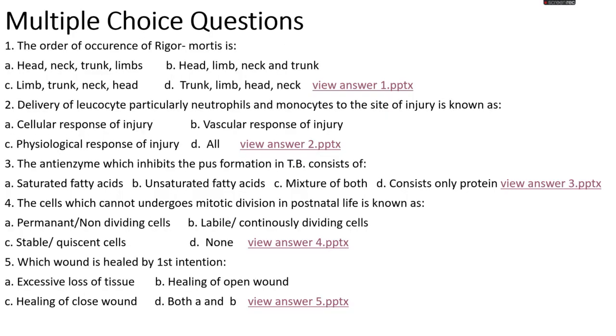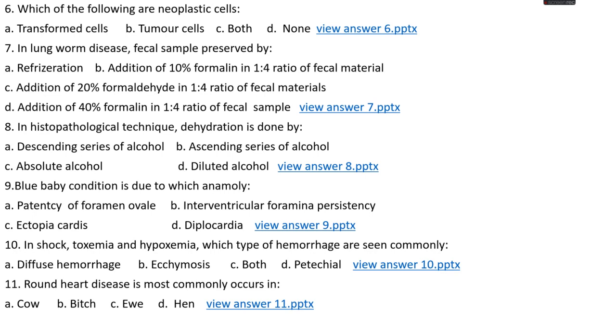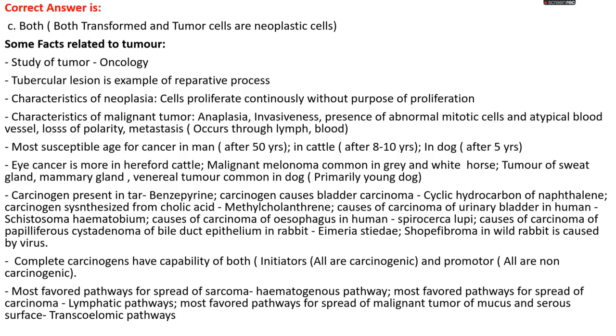Question number 6. Which of the following are neoplastic cells? Option A, transformed cells. Option B, tumor cells. Option C, both. Option D, none. The right answer is option C, that is both. Both transformed and tumor cells are examples of neoplastic cells.